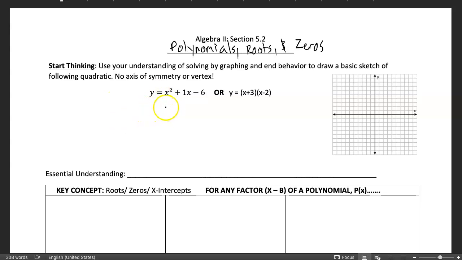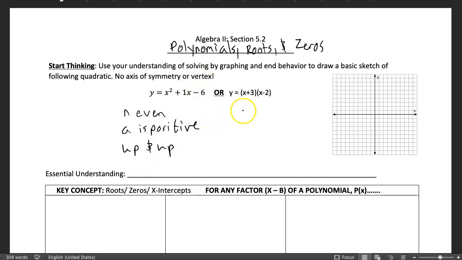For this problem, y is equal to x squared plus 1x minus 6. Our n is going to be even. We have an even power, and our coefficient is positive. This means that our end behavior is going to be up and up.